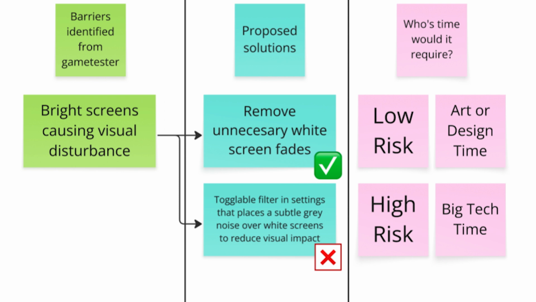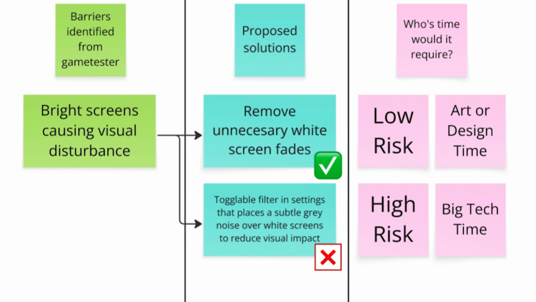And one of those that we were able to solve was we were screen fading between levels to white. So it was going from a dark screen to a white screen back to a dark screen. And it was causing this visual flash in people's eyes that we weren't intending to happen. But because we got that feedback, we were able to solve that problem and use a more toned down color.